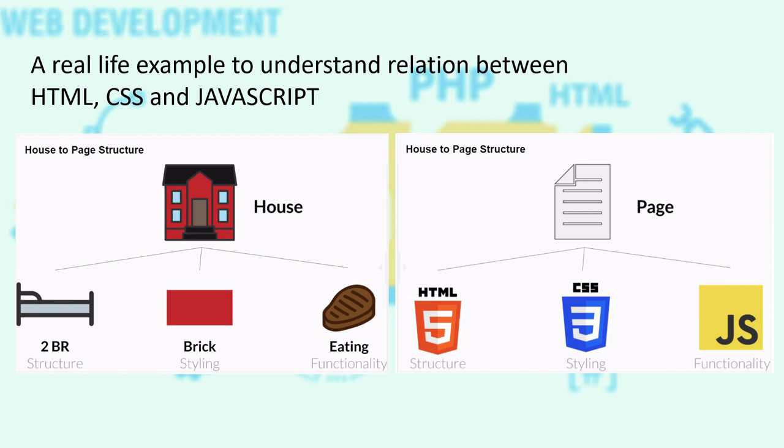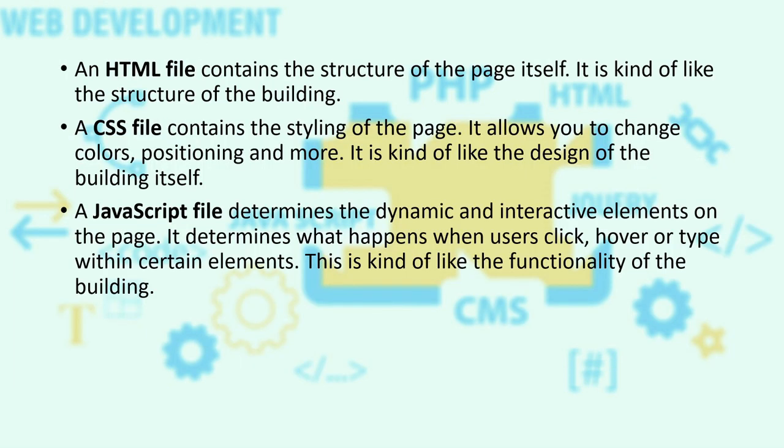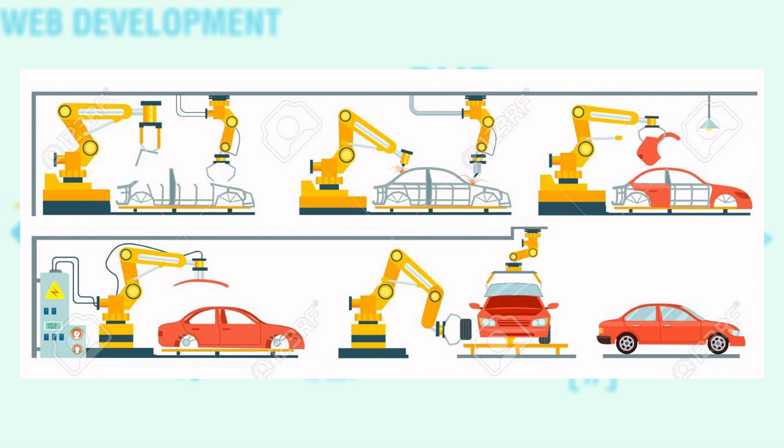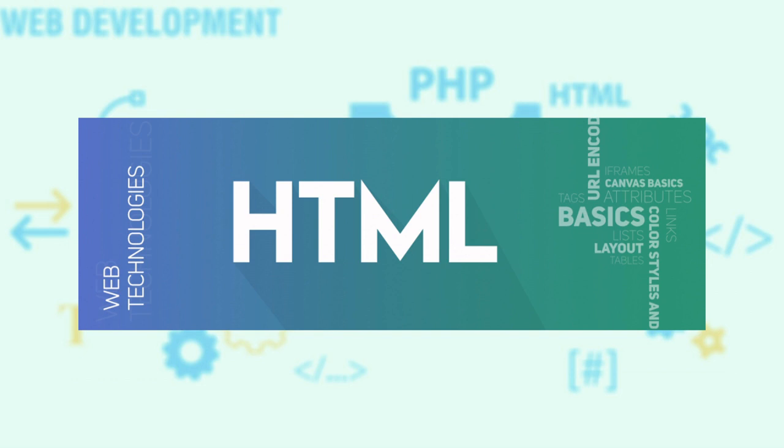I can explain one more example. See, as you all know how a car is built. A car has some basic structure. This basic structure can be considered as HTML. Now, the coloring and orientation of the car can be considered as CSS. And the features, the functionality like power window, power steering can be considered as JavaScript. Let's start with HTML basics.